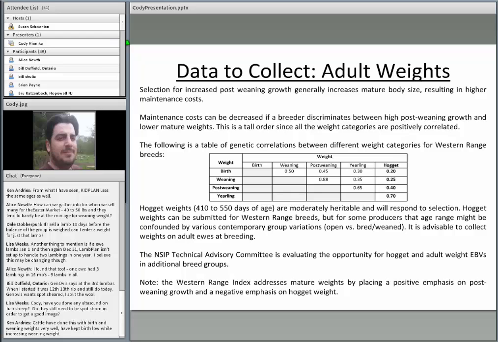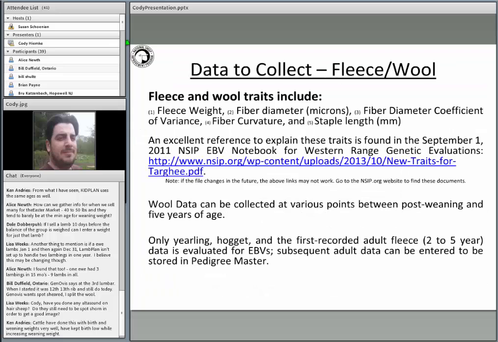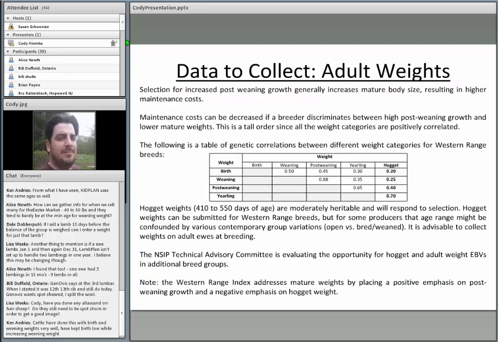I do take measurements when I put bucks in the fall. That seems to be a good time. The ewes have adjusted back from weaning. They're generally at a more stable weight than they would be at other times. So that seems to me to be a good time to be taking those weights, and I'd encourage other people to start doing that, because soon we will all have access to EBVs for those.